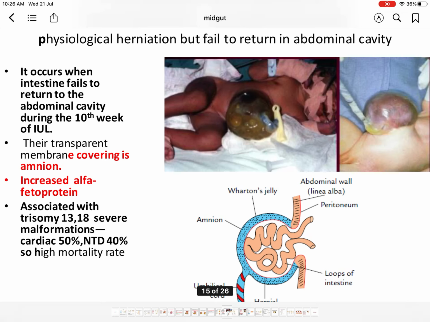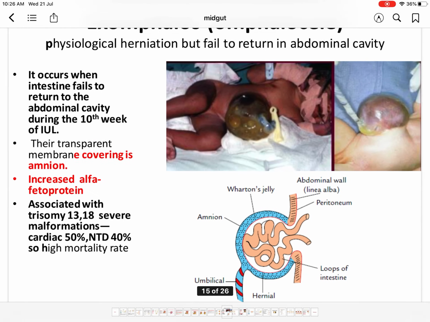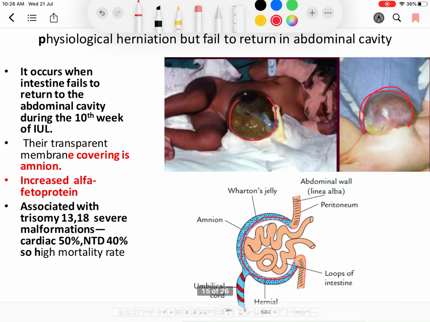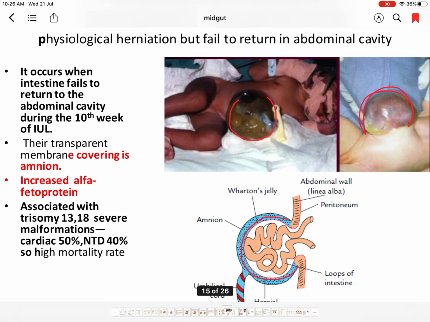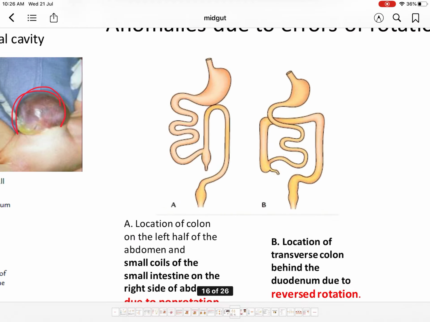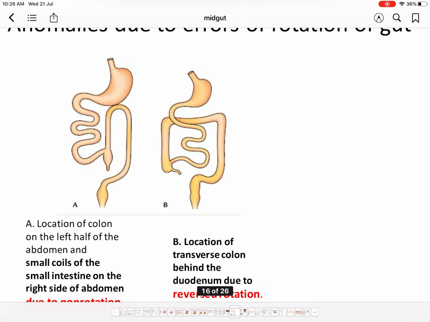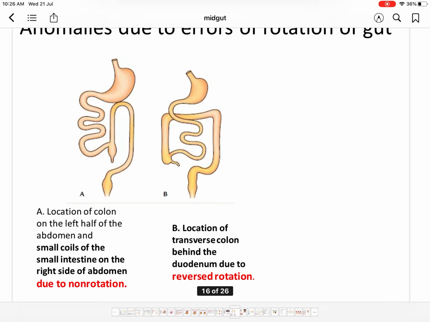And this condition is usually associated with trisomy 13 or 18, and also with severe malformations like cardiac and neural tube defects. So the mortality is high in omphalocele or exomphalos. Alpha fetoprotein in this condition will remain high. So this is omphalocele, and you can see the transparent covering around it, that is amnion. So the reason for exomphalos is the failure of return of the herniated coils of midgut into the abdominal cavity.